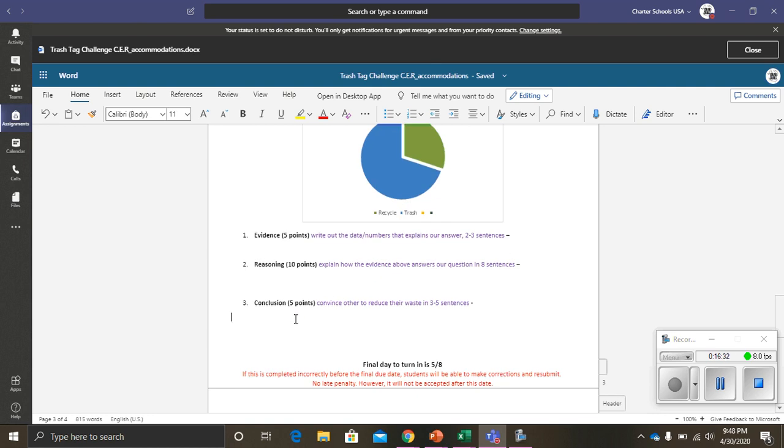And your conclusion is to try and convince your friends or your family members or other students of ways that they can reduce their waste in 3 to 5 sentences. I'm actually going to change this to 5 sentences because I lowered this one to 8 sentences. So you're going to explain this as best you can.